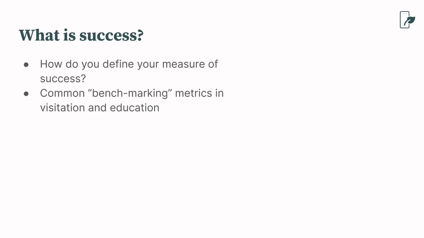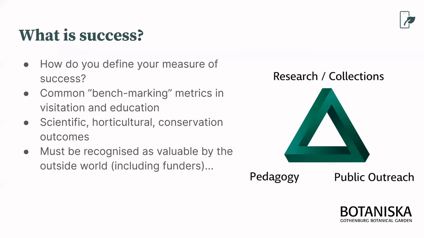So beyond visitation and education, there are obviously other elements of a garden. There's the scientific, horticultural, and even conservation outcomes that are all part and parcel of the garden and its mission. So these performance metrics and success measures have to take into consideration these other aspects of the garden. And importantly, they must also be recognized as valuable by the outside world, especially funders and other stakeholders.